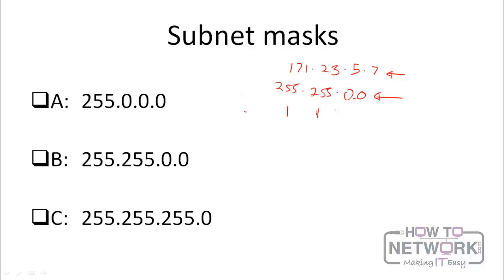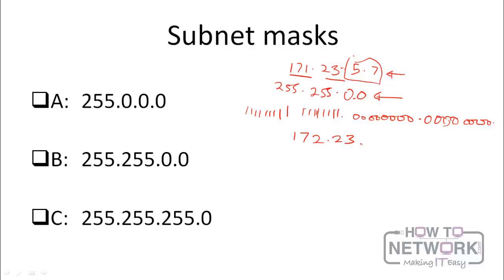If we expand 255, we have 11111111. So you have all ones for the first 2 octets and all zeros for the last 2 octets, 00000000.00000000. Now, what that means is that the first 2 octets represent the network of this address, while the last 2 octets represent the host. So you could say that this computer is on the 171.23 network. Its unique address is the 5.7.